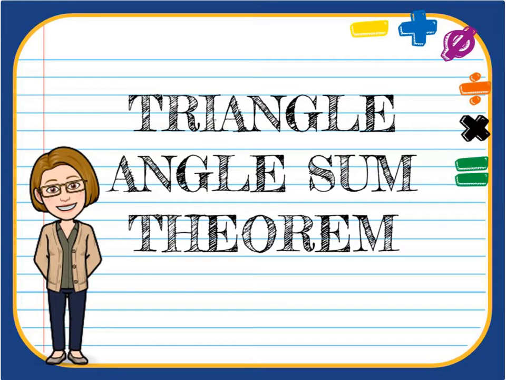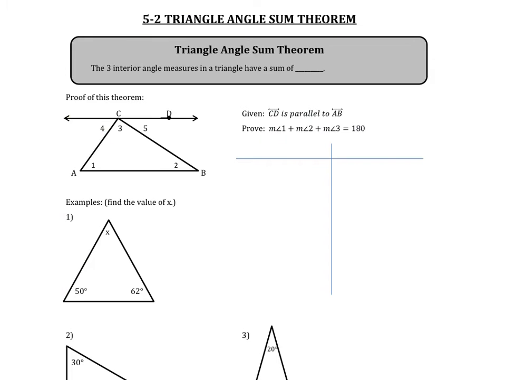So we're going to take a look at something called the triangle angle sum theorem. Simply put, the triangle angle sum theorem states that the three interior, or inside, angle measurements in a triangle have a sum of 180 degrees. Okay? So you're not going to take my word for this. We're actually going to take a moment and prove this theorem.